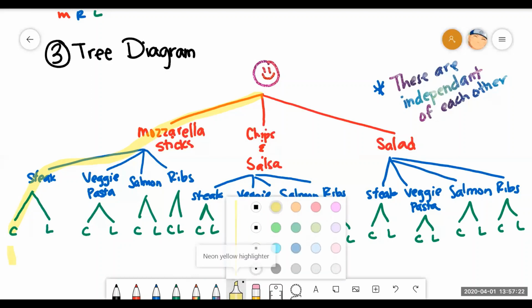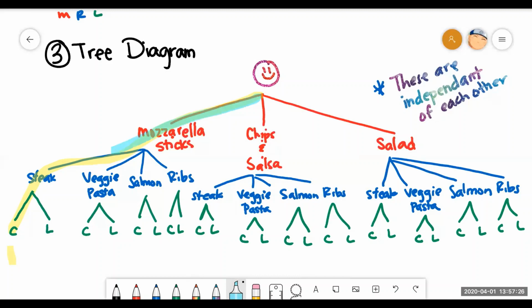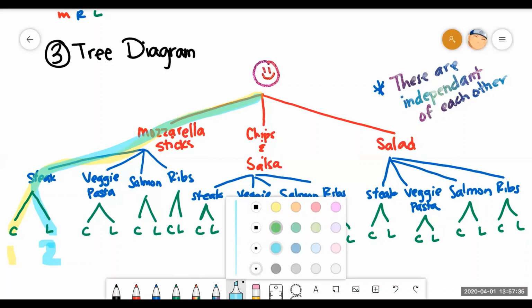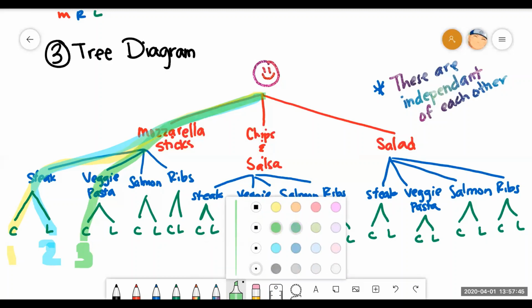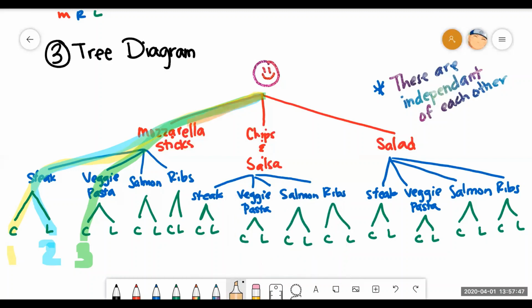And then I'm going to take this highlight and change my color here. And then I'm going to say, well, let's say I did mozzarella sticks, steak, and then lava cake. There's my second option. Okay, continuing this way, I can go mozzarella sticks, decided for veggie pasta, to cheesecake. And then I'm going to go down the same branch, to veggie pasta, and then to lava cake.